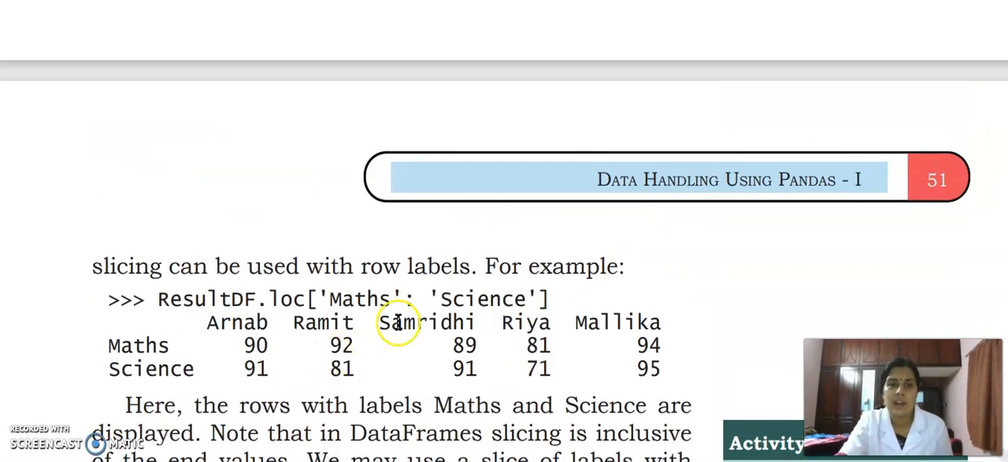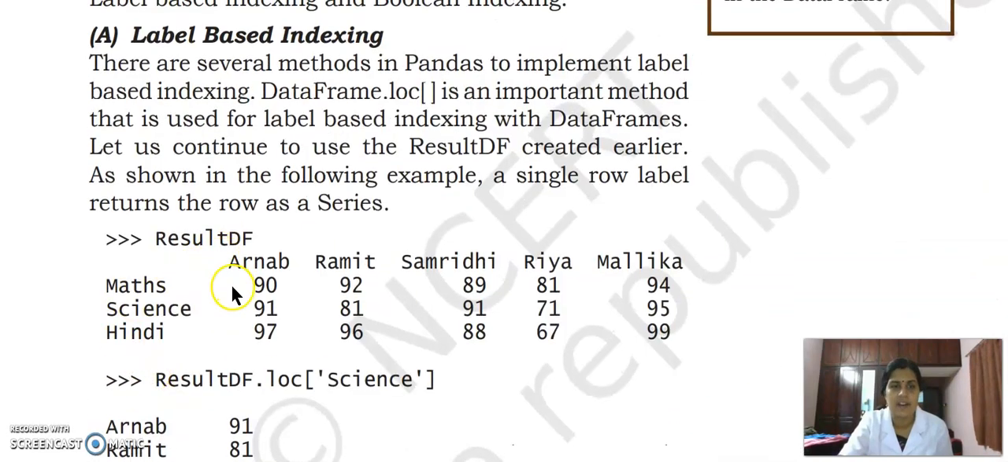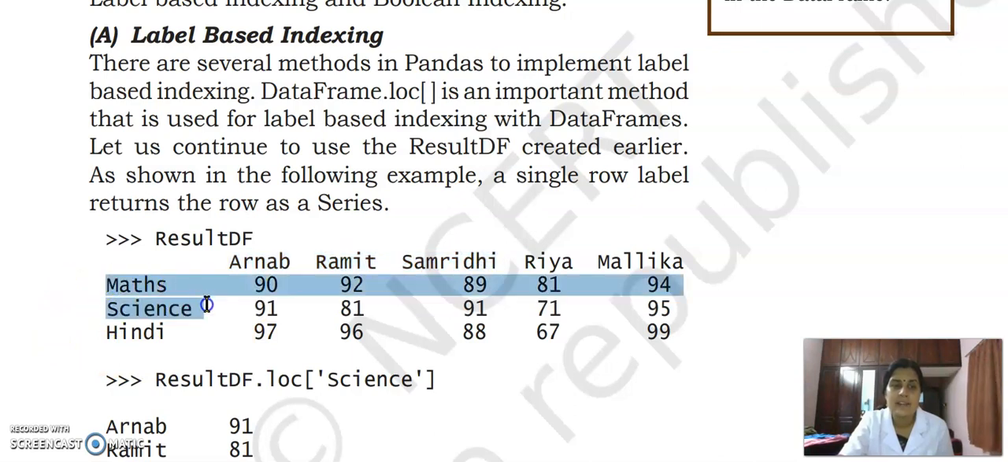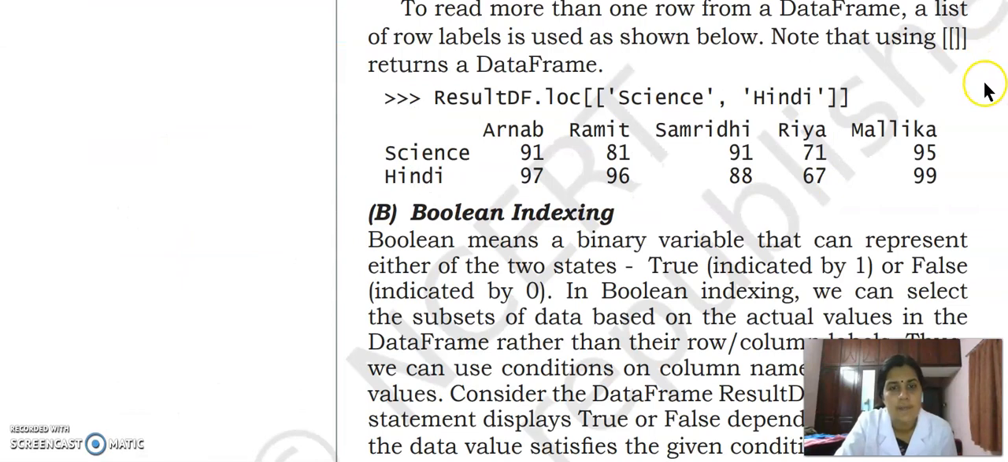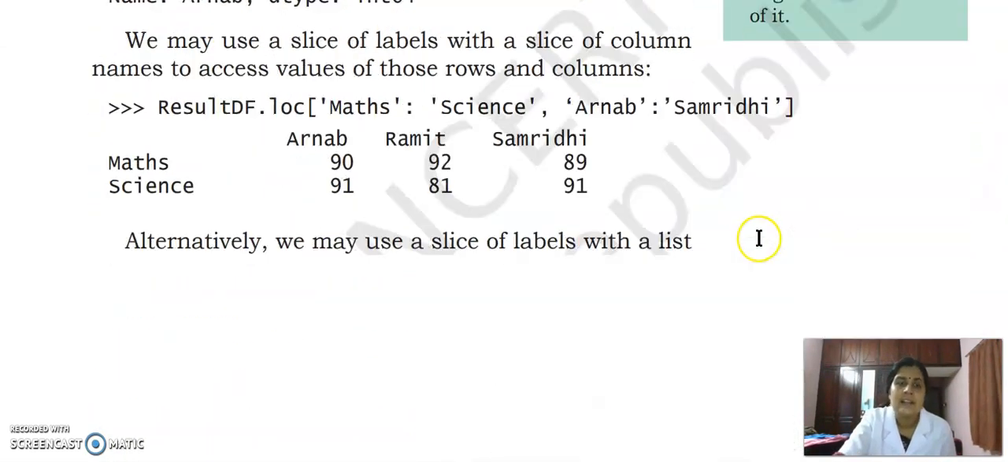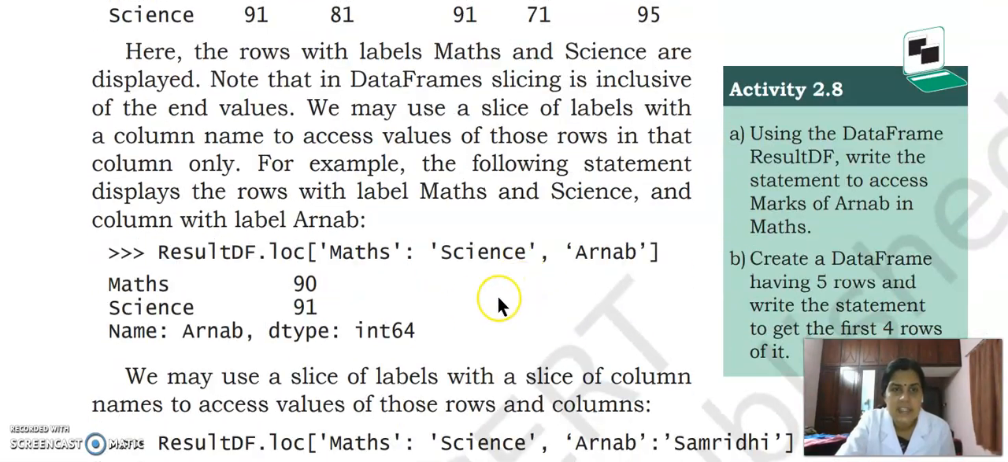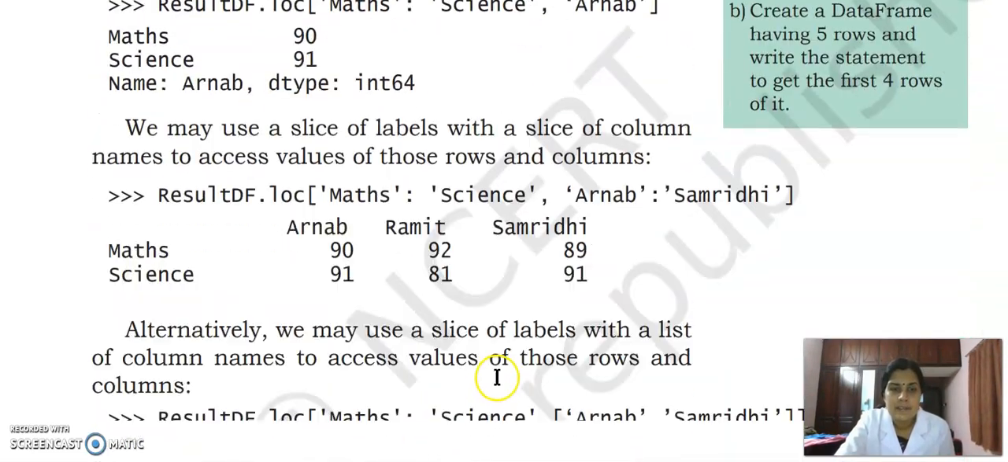For example, if we want to find only some students' marks, and this is the data frame, this is our data frame. Suppose we want to get Arnab, Ramit, Samriddhi's maths and science marks only. So we have to cut both rows and columns. So we can use both rows and columns together. We are using the same function.